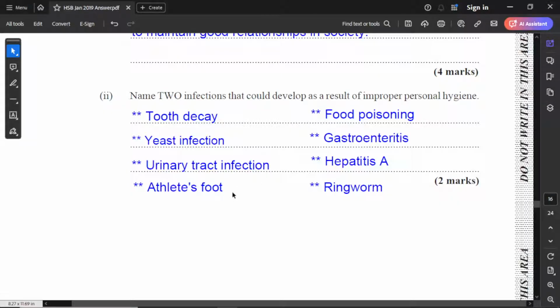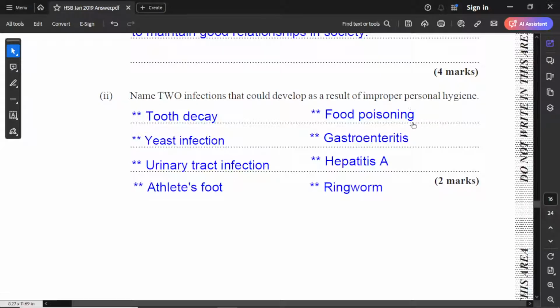Athlete's foot, washing the foot and keeping them dry as best as you possibly can. Wash your feet as often as you possibly can and keep them dry. If you have sweaty feet, then you wear a special type of socks to absorb the moisture.